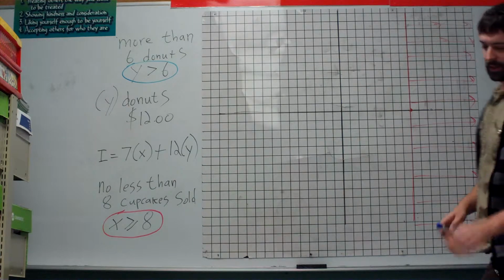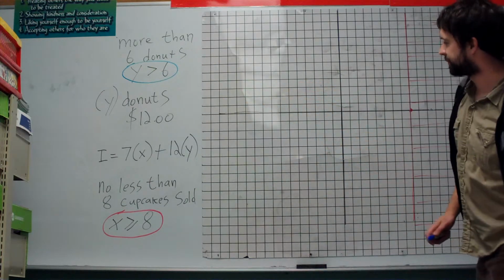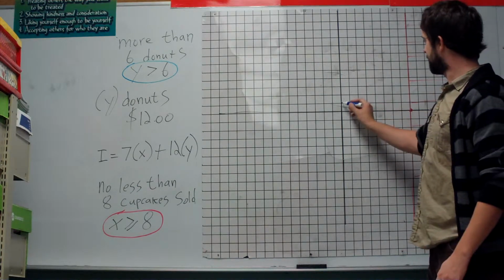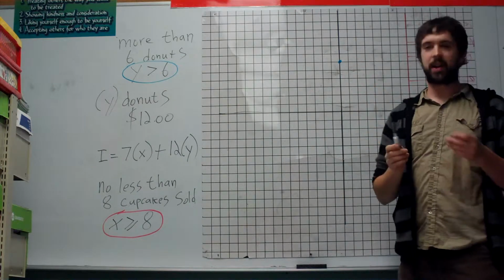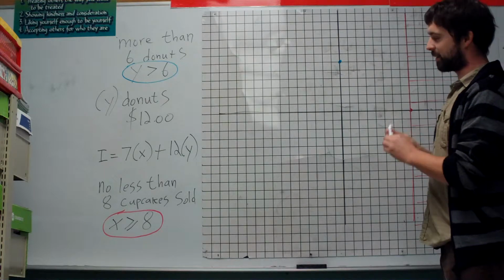So now we need to graph our other constraint. Y is greater than 6. Well, we need to find 6 on the y. Here it is. Someone walks in on me now, they're going to think I'm crazy. So there's 6 on our y.